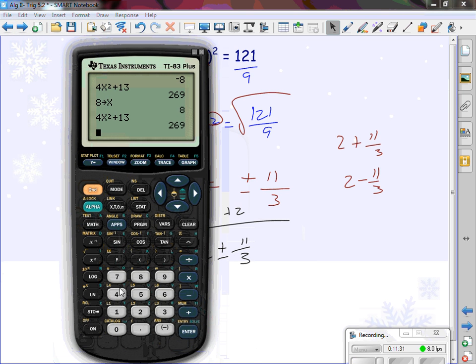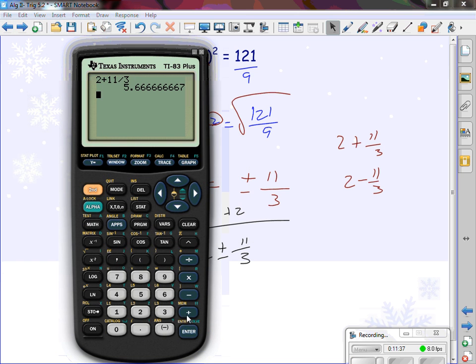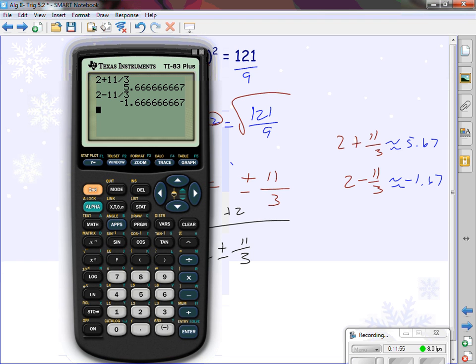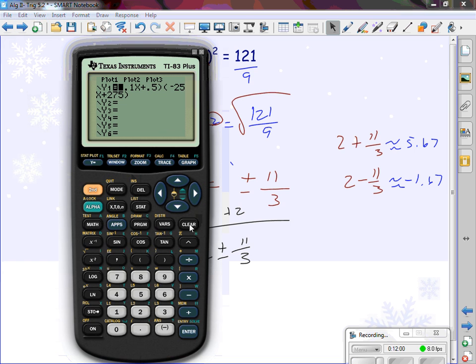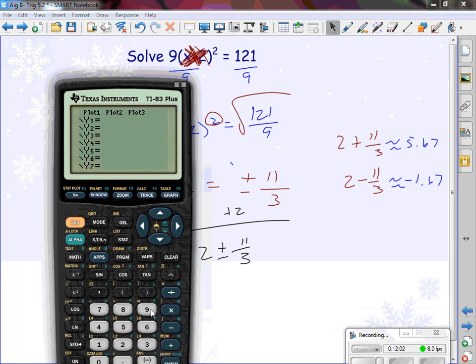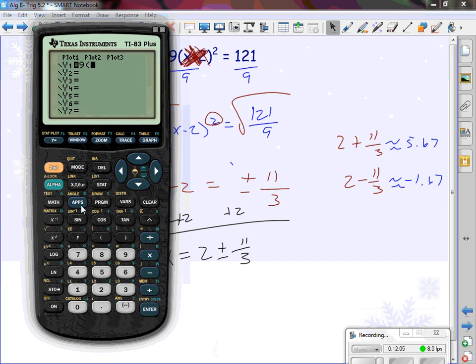If I wanted to find out the approximate answers, I would take 2 plus 11 thirds. This one is about 5.67. And that one's about negative 1.67. If I were to substitute both of these, there are solutions. If I put it in the calculator, 9x minus 2 squared.